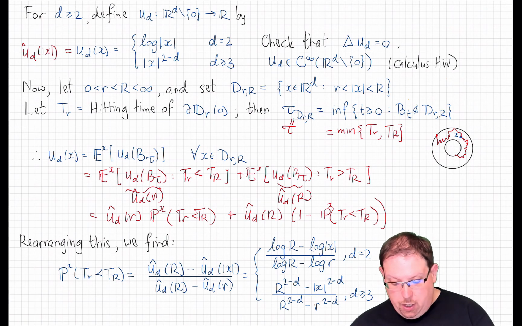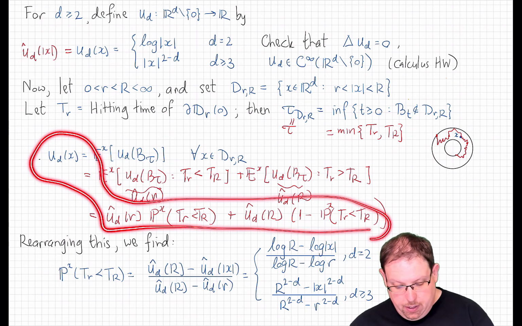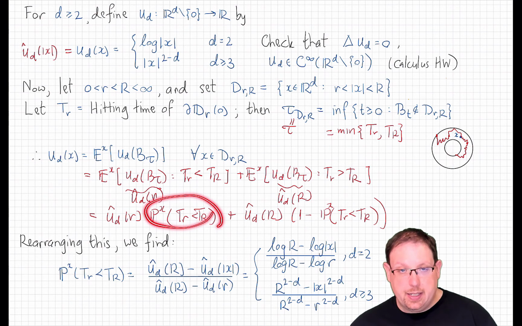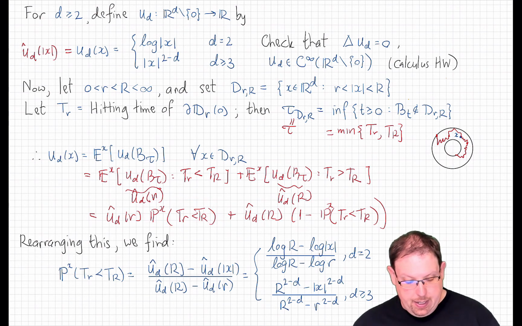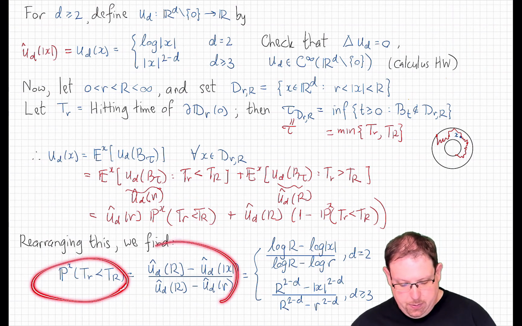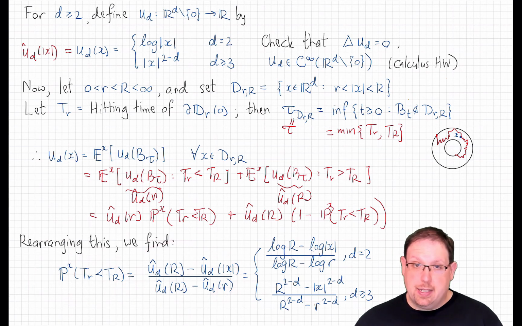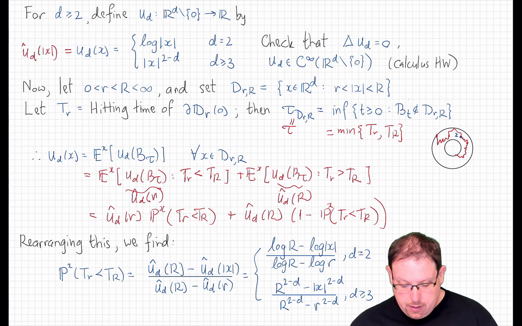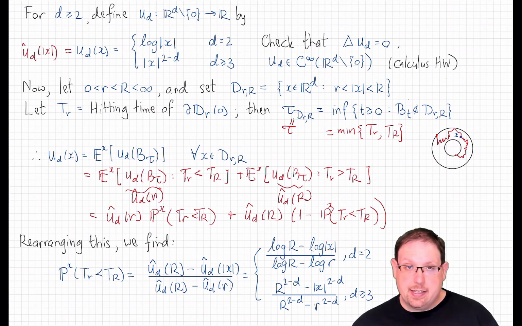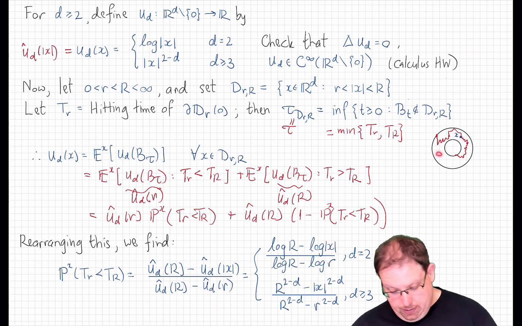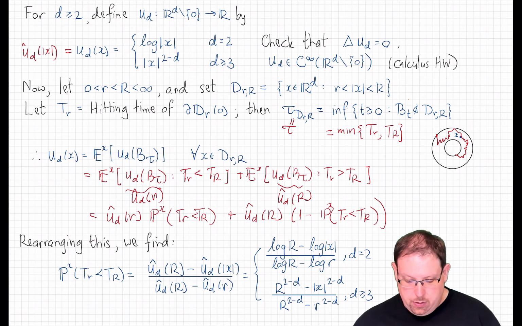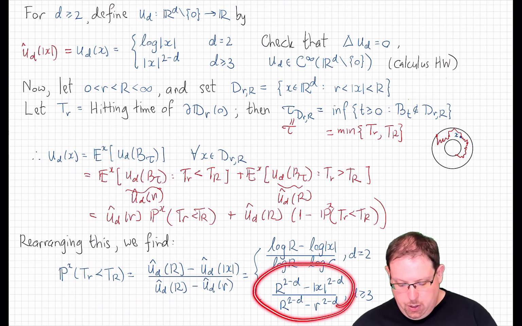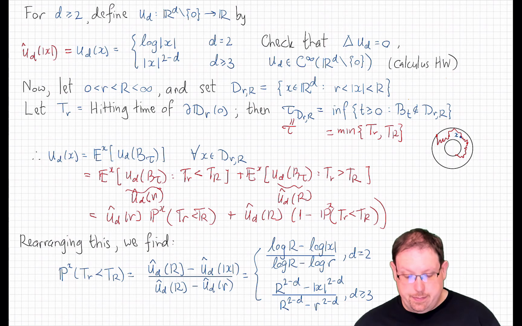Now we can solve this equation for the unknown quantity, which is this probability here. And what we find quickly is that that probability is given by this ratio, which I've written out explicitly in the two cases. When d is equal to 2, it's this ratio of differences of logs involving the point x that is in the interior. Whereas in the case d is greater than or equal to 3, it's this ratio of decaying polynomial functions. So that's cool. We've computed another exact formula for this quantity here.